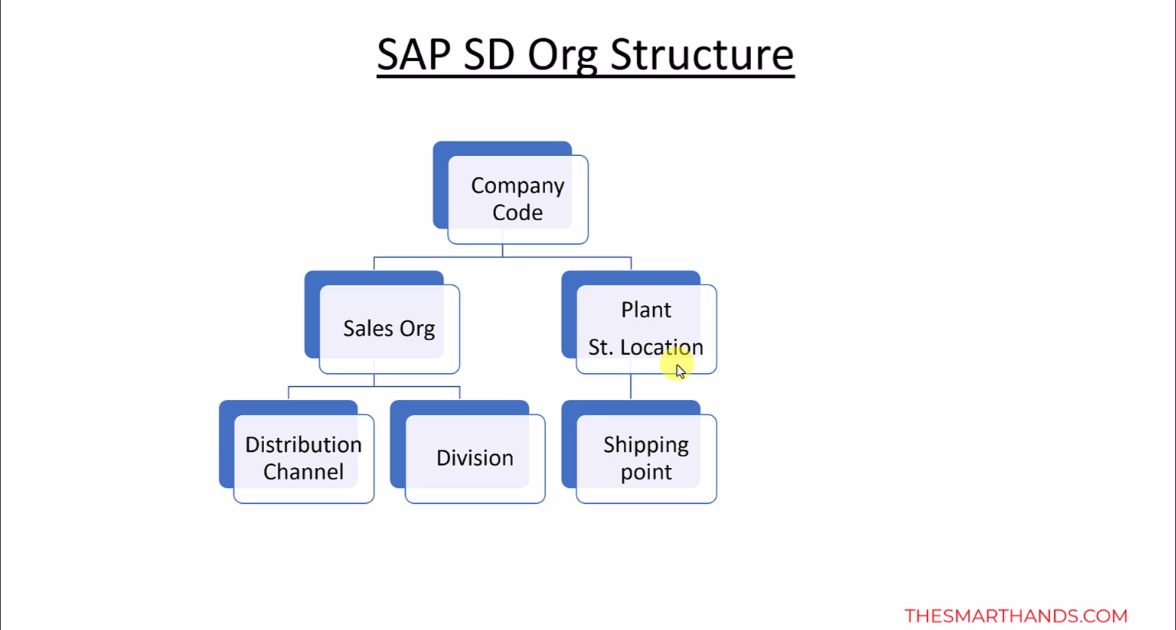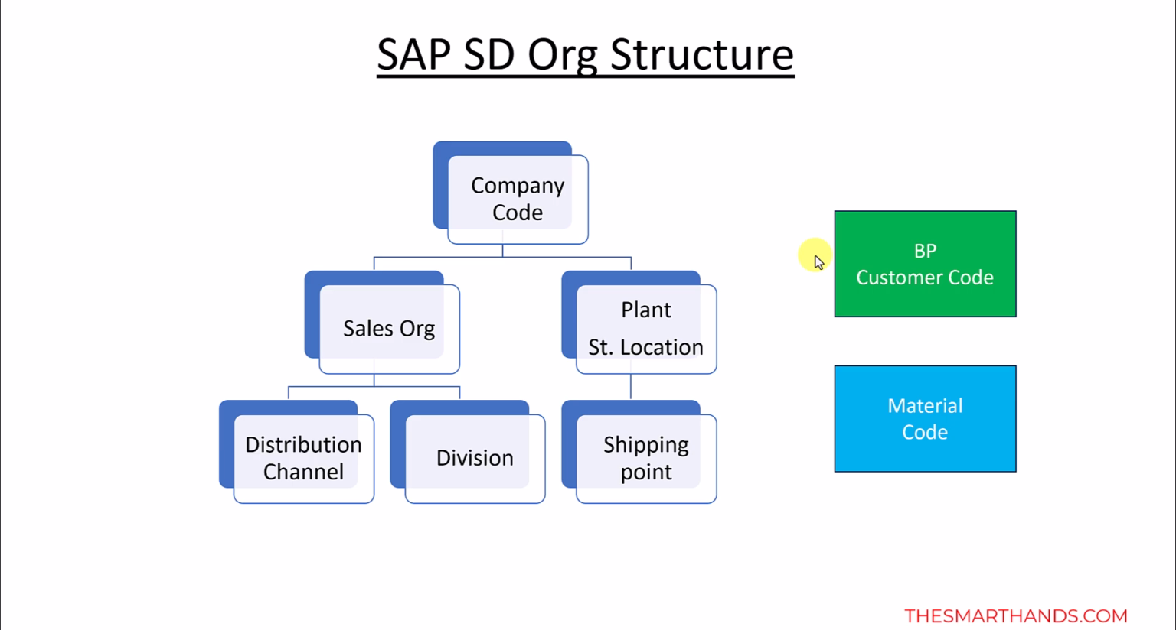Not only this org structure, you also need to find out the right customer code you need to use, or if you're using S/4HANA, the right BP code you should be using, and also the material code you should be using. So the trick is very simple.